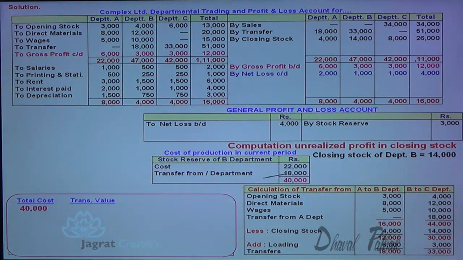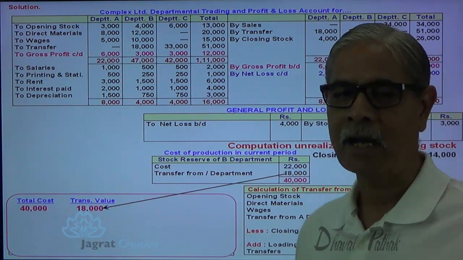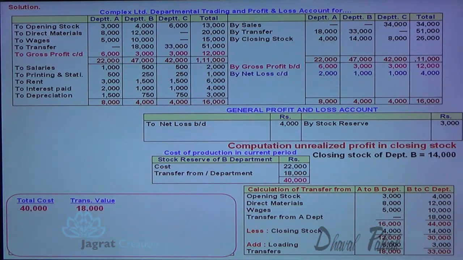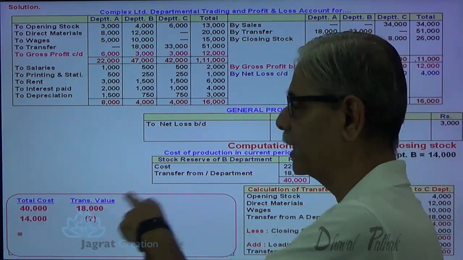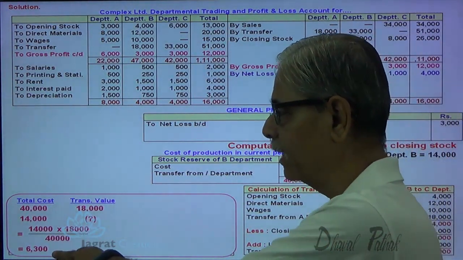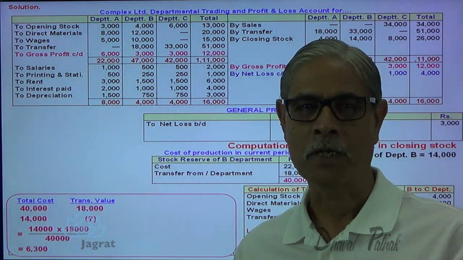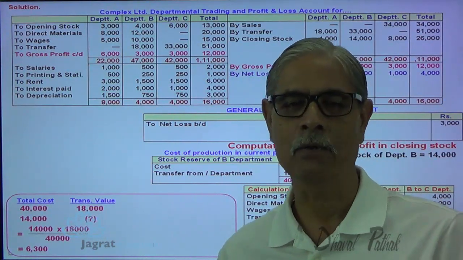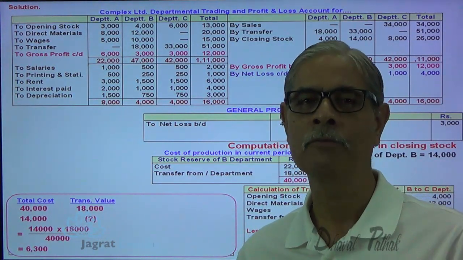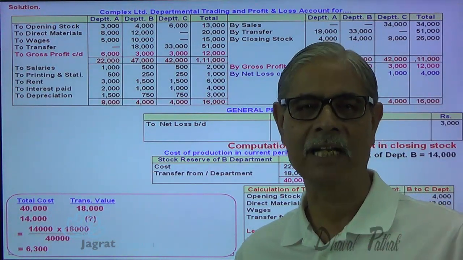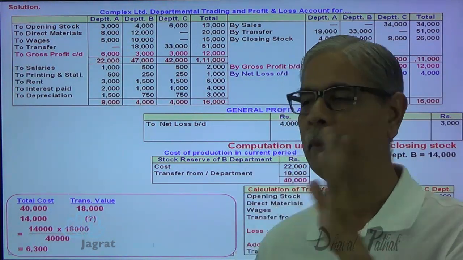So 40,000 is to 18,000, the item with profit load. What is the proportionate amount with profit load for a closing stock of 14,000? So 40,000 is to 18,000, how much for 14,000? So 6,300 is the segment of cost which is a part of 18,000, holds a profit load charged by Department A when the goods were transferred from Department A to B.